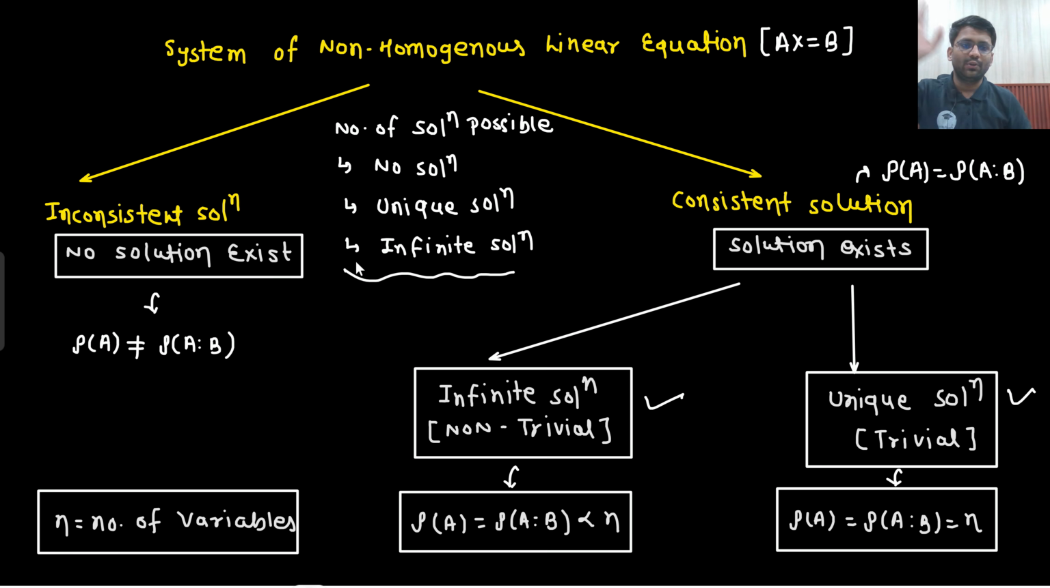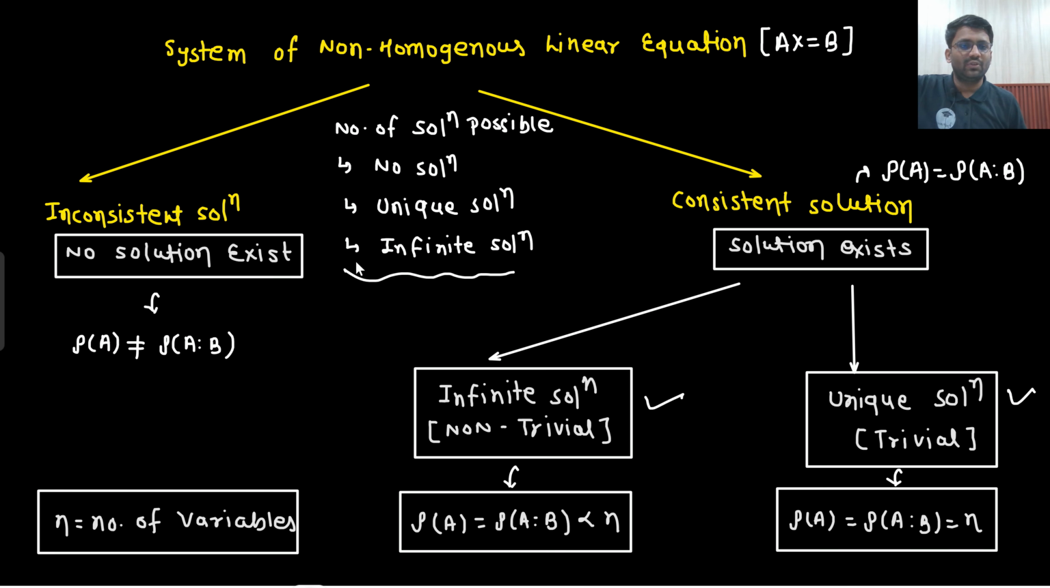Close your eyes. Speak with me. Consistent solution, inconsistent solution. Consistent solution means a solution would exist. If a solution exists, that means rank of A would be equal to rank of A augmented B. Now there could be two conditions. If rank of A equals the rank of A augmented B, but that is less than the number of variables, there will be infinite solutions. If it is equal to the number of variables, there will be a unique solution.